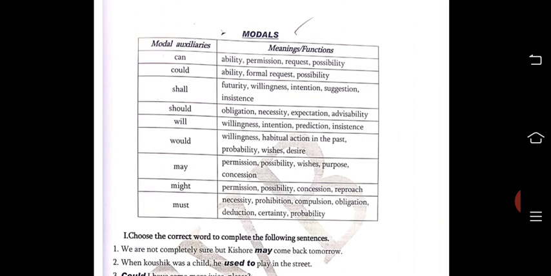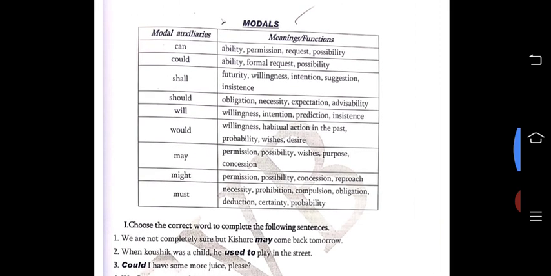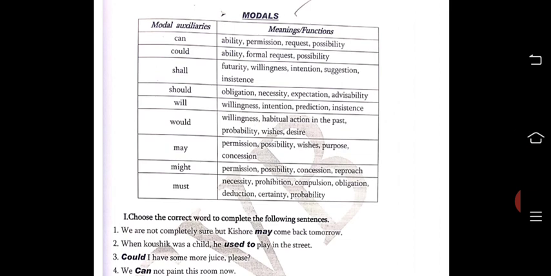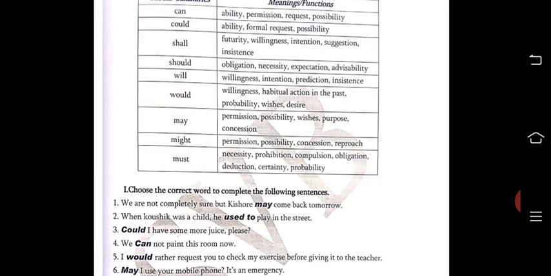Shall: futurity, willingness, intention, suggestion, and then insistence. We insist, no: you shall go and get it, your mobile, like that. So that we insist the people. And then should, I told you: soft stress, advice, obligation, necessity, expectation, advisability. And then will: futurity, willingness, intention, prediction, insistence. Would. So would, I told you, three sorts of things. Past tense of will, would, asking desire.